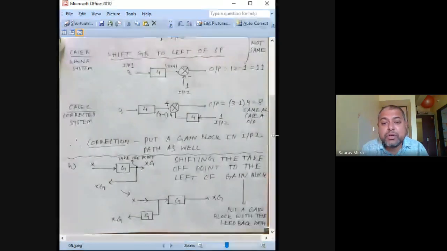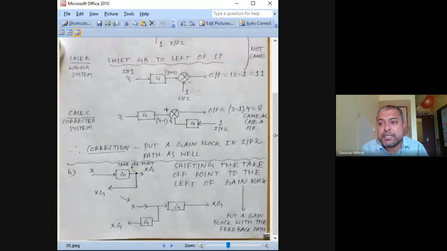In that case, if you want to find the solution of the block reduction technique, first you have to shift some point, shifting some block here and there. And while shifting some block or point or summing point here and there, all these techniques that I have shown you so far are used: shifting the summing point before the gain block, shifting the gain block before the summing point, shifting the takeoff point before a certain block, or interchanging two summing points. In certain cases interchanging of two summing points is allowed, and it can be done without any kind of correction. So one numerical we will do, we will just interchange two summing points.